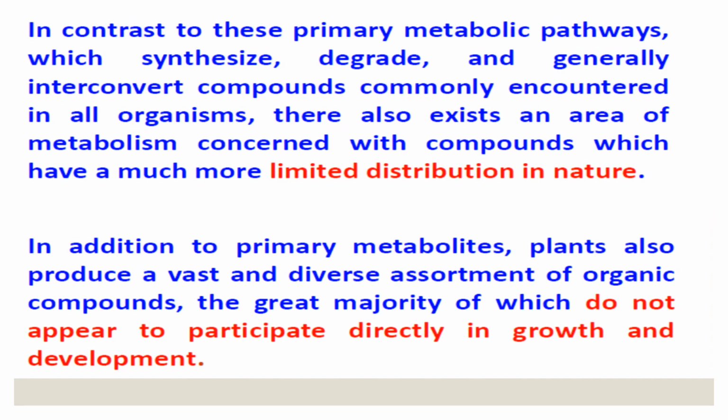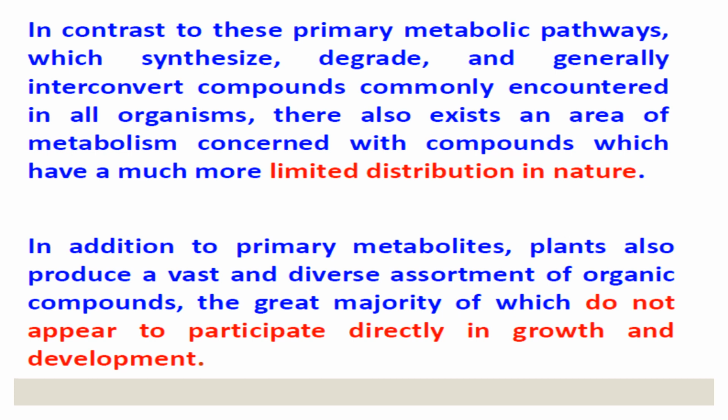In contrast to the primary metabolic pathways, which synthesize, degrade and generally interconvert compounds commonly encountered in all organisms, there also exists an area of metabolism concerned with compounds which have a much more limited distribution in nature. So in addition to primary metabolites, plants also produce a vast and diverse assortment of organic compounds, the great majority of which do not appear to participate directly in growth and development. The secondary metabolites do not appear to participate directly in growth, survival, as well as development.